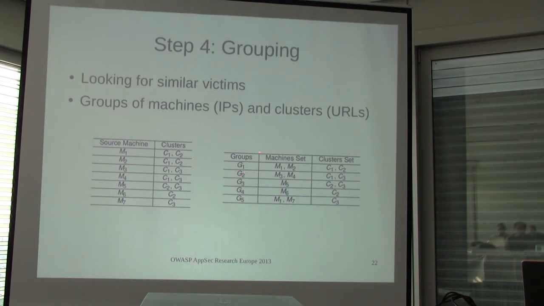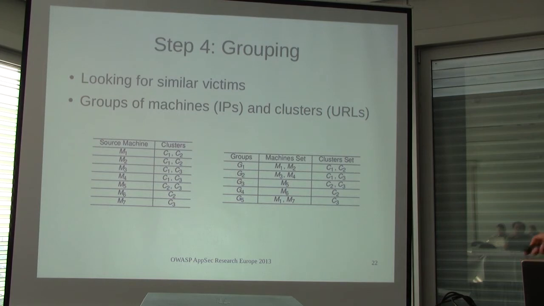For example, in group one, we have machine one and two, that share cluster number one and cluster number two. So these machines have some similarity among each other. Instead, if you take group 4, there is just machine 6 there, alone.